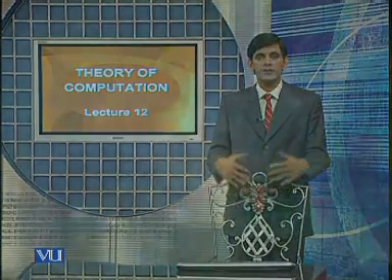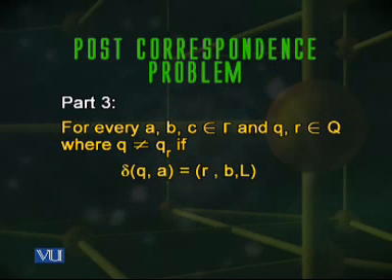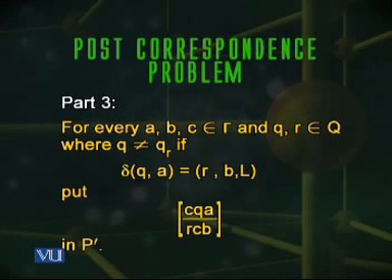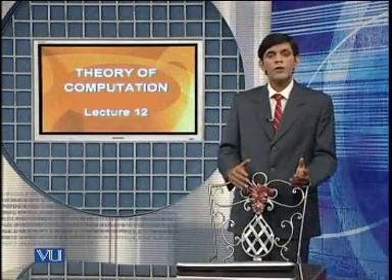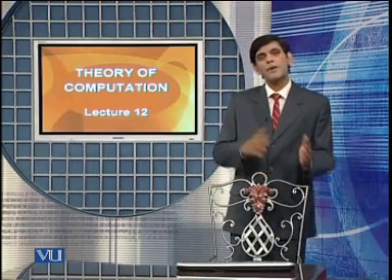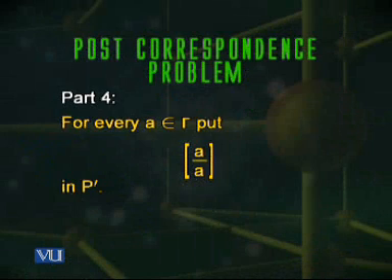Part 3 of the construction says the following. Suppose that we have A, B, C, which are in the work alphabet, and Q and R are 2 states, where Q is not the reject state. In this case, if delta of Q, A is equal to R, B, L, then we will put CQA on top and RCB on the bottom in our collection. So this will also help us simulate one step of the Turing machine and move into the next configuration. Let's look at part 4.